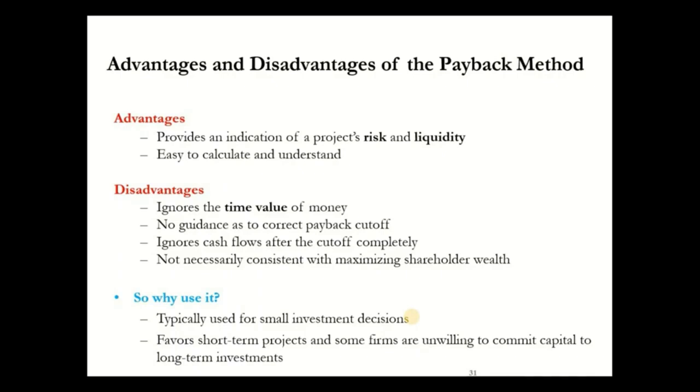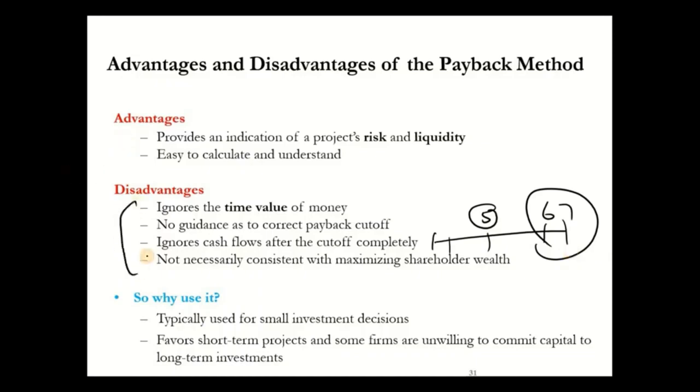It ignores the time value of money. We did not see any discounting, and there is no such guidance as the correct payback cutoff, like 2 years, 3 years, we don't know. And it ignores the cash flows after the cutoff completely. For instance, if the project is for 5 years, you are going to receive cash flows for 5 years, and you can pay back in 6 years, 7 years, and you are recovering here, so you will not consider the rest of the cash flows. Okay, it is not necessarily consistent with maximizing shareholders' wealth. It does not tell us how much you are going to add to the shareholders' wealth. So these are some of the disadvantages.